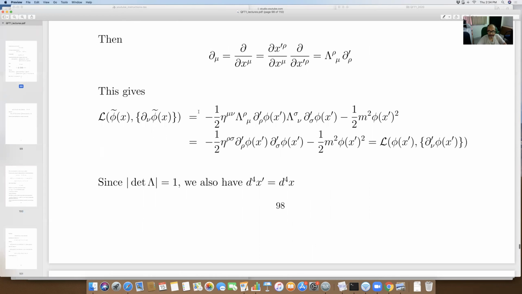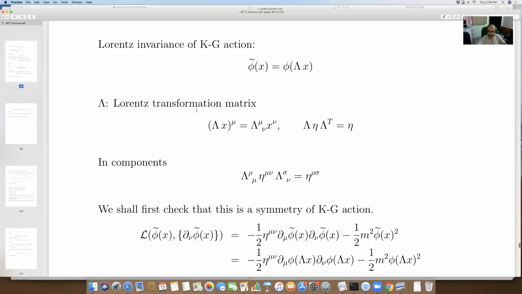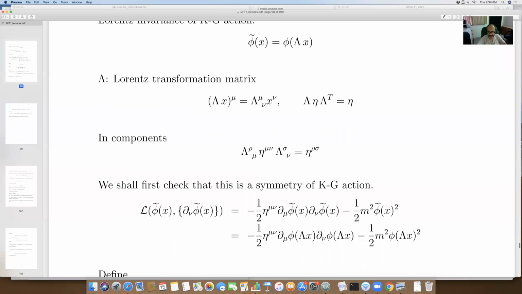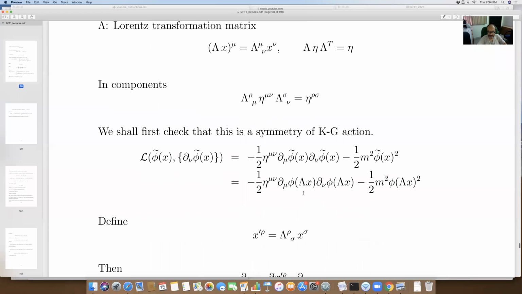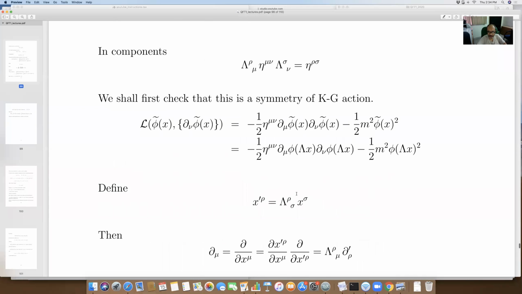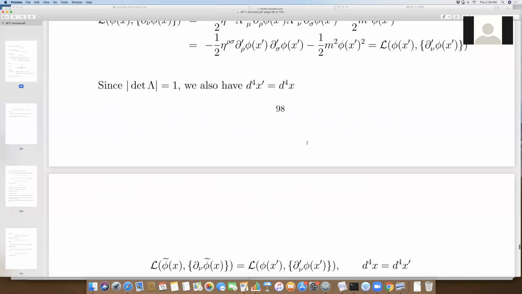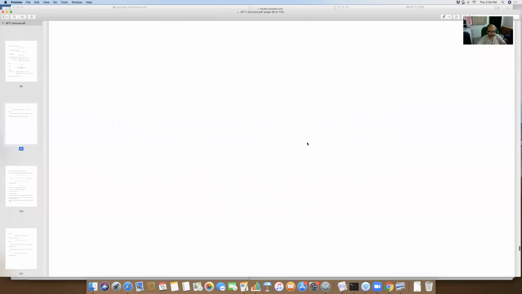If lambda had depended on x, then you couldn't do what you did here. Because if lambda had an x dependence, then this is not true anymore. You have to take into account the x dependence of lambda when you do the chain rule. So it's a symmetry of the action only when lambda is independent of x. Lambda is a constant Lorentz matrix. Any other question?